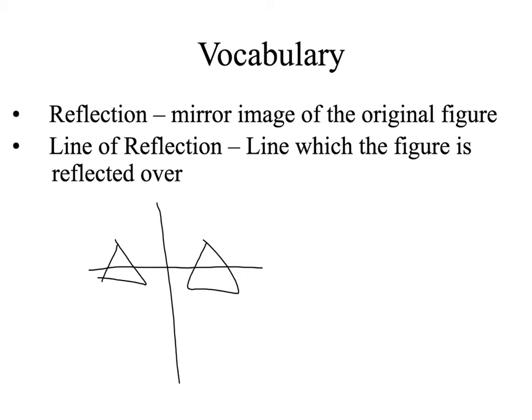So as we go over the vocabulary, reflection again is your mirror image of the original figure. Okay, so it's going to take the original figure and it's basically just going to flip it over the line. The line of reflection, obviously, is the line over which we're reflecting the figure. For us, our line of reflection is only going to be one of two things. It's either going to be reflected over the x-axis or it's going to be reflected over the y-axis. And the reason we stay with only those two things is that way we only have two formulas that we need to concern ourselves with.